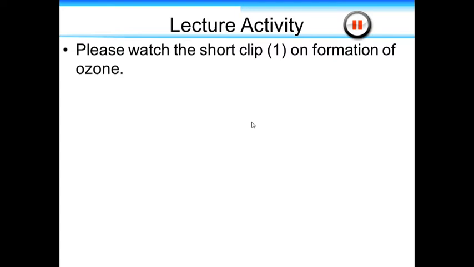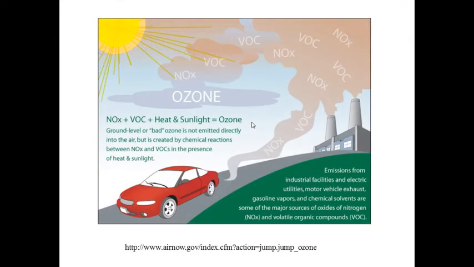Now, there's a short clip on the formation of ozone, which is a nice little animation here. So, just to summarize, NOx and volatile organic compounds, heat and sunlight form ozone. This is particularly true in places like Los Angeles that are very sunny, that don't get a lot of airflow in the valleys, and all that sunshine and all those pollutants. Perfect combination for smoggy, ozone-filled air, unfortunately.